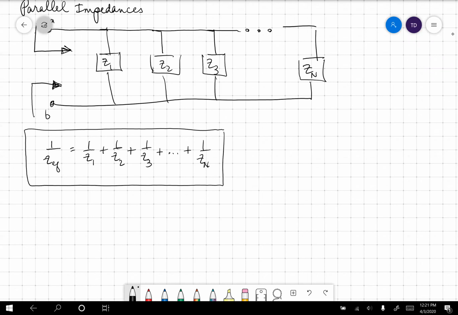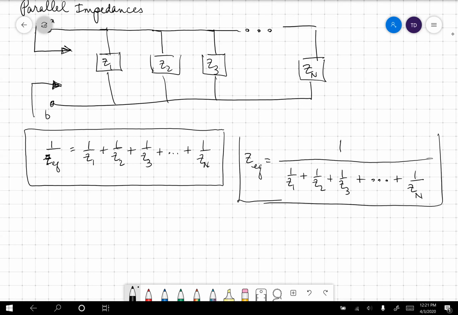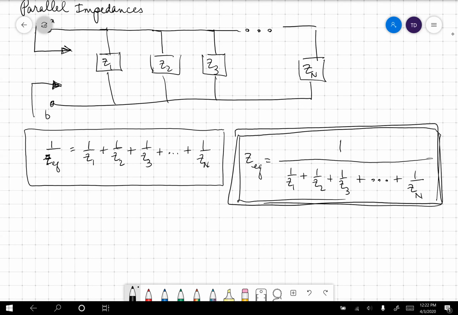Usually we don't like that. We like not 1 over Z equivalent, but Z equivalent. So Z equivalent is equal to 1 divided by 1 over Z1 plus 1 over Z2 plus 1 over Z3. But all semester long, I don't think one of you has used this equation, and I could be wrong.